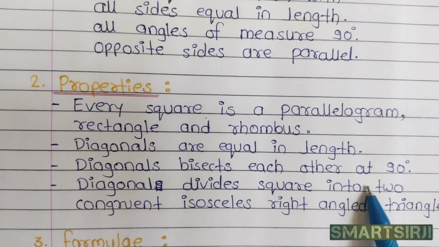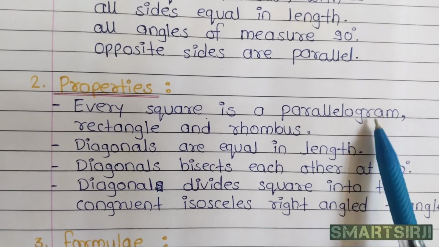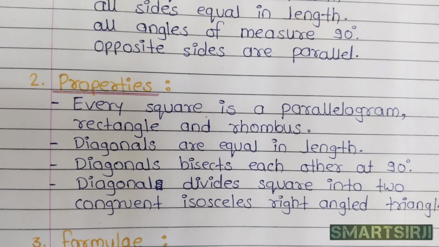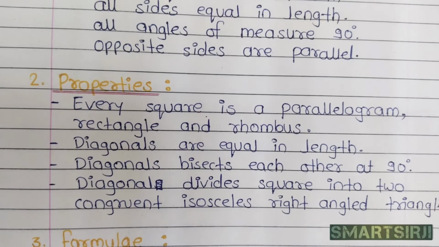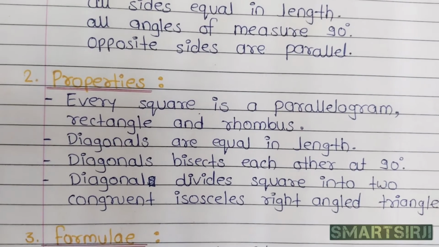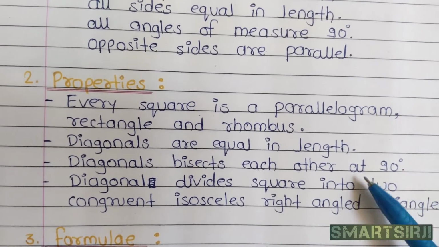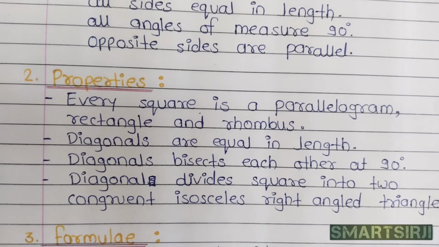Diagonals bisect each other at 90 degrees. So here the diagonals also bisect at 90 degrees. The diagonal divides the square into two congruent isosceles right-angled triangles. So suppose we draw one diagonal, then two isosceles right-angled triangles will be formed.